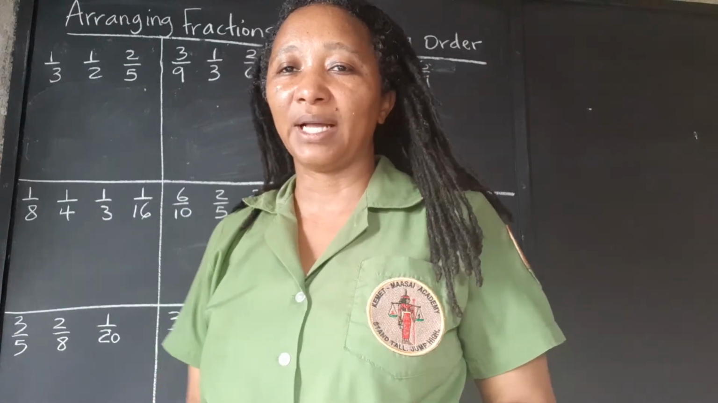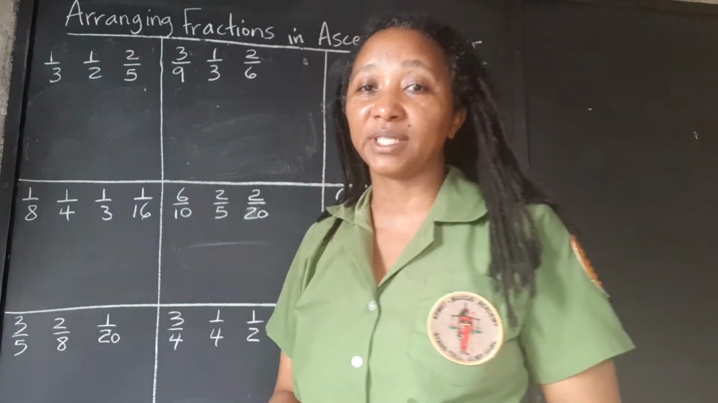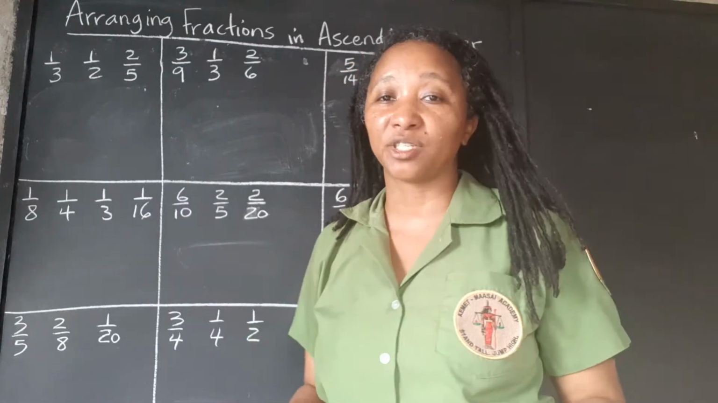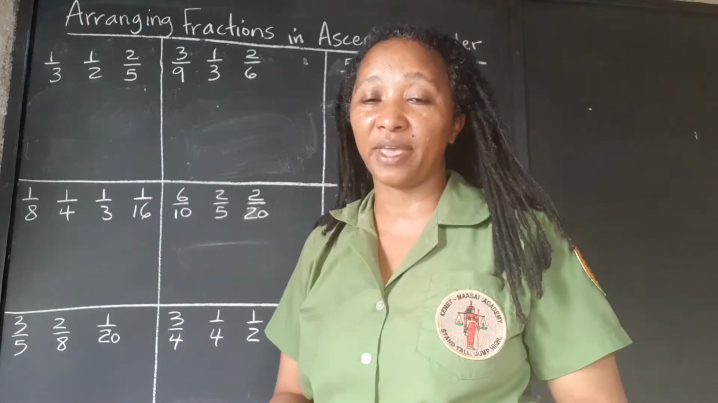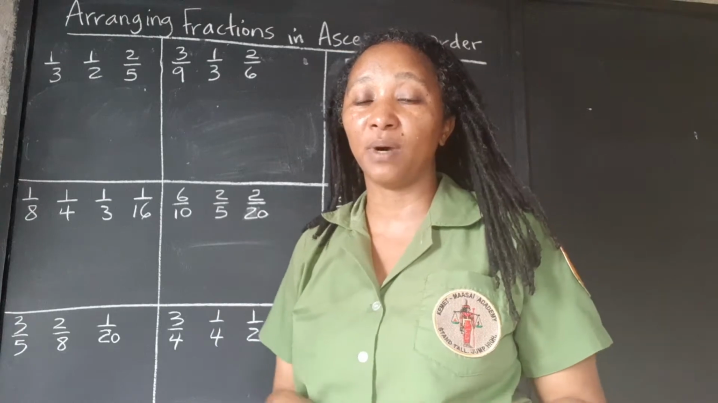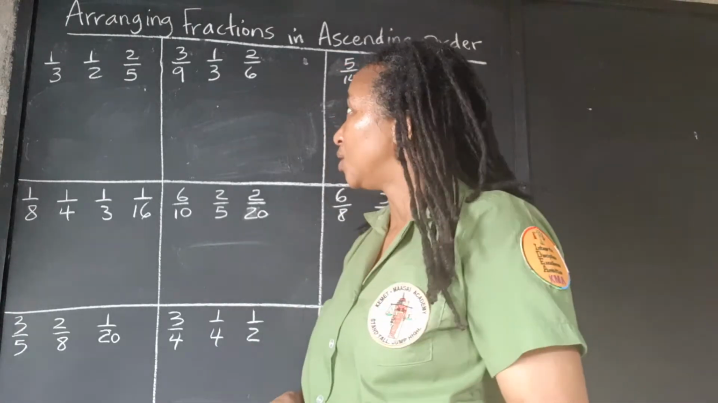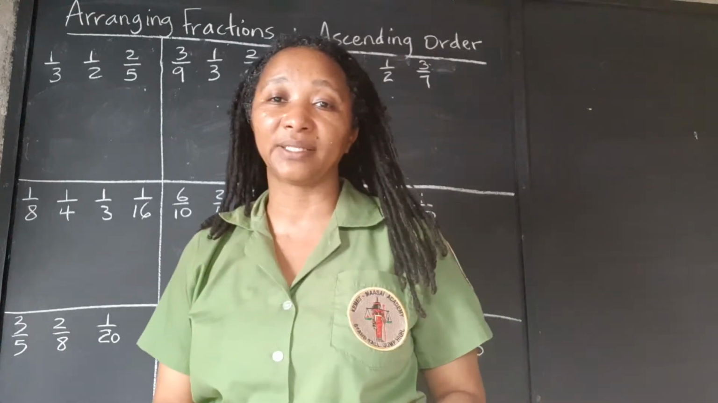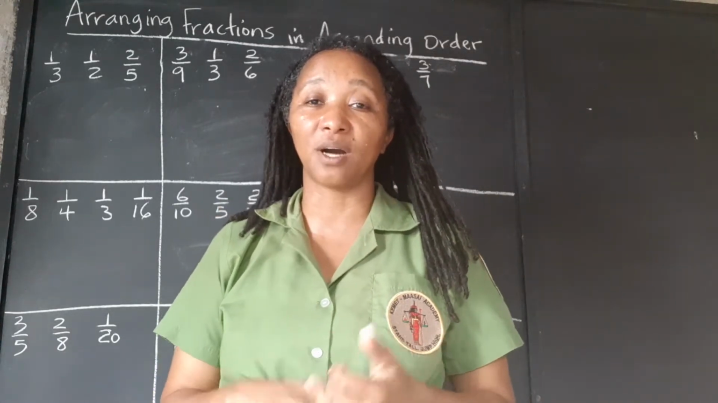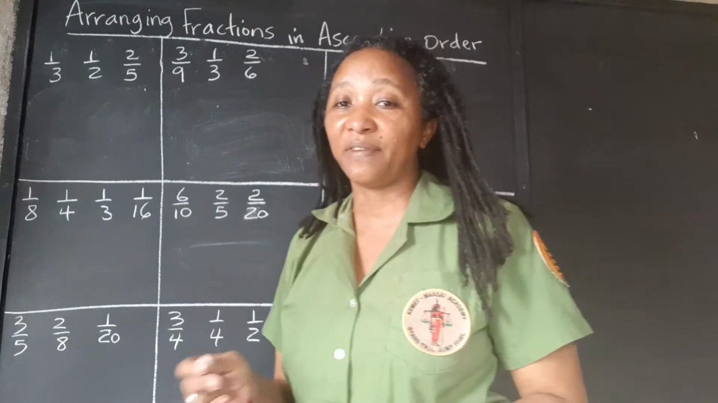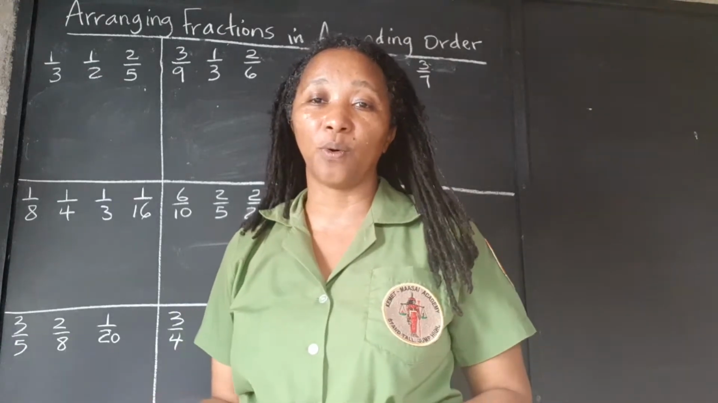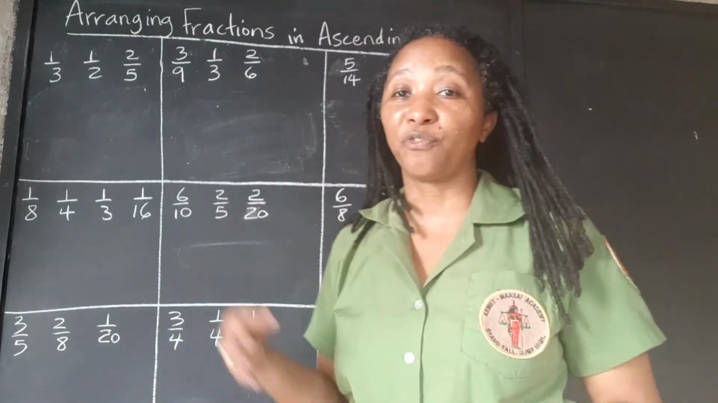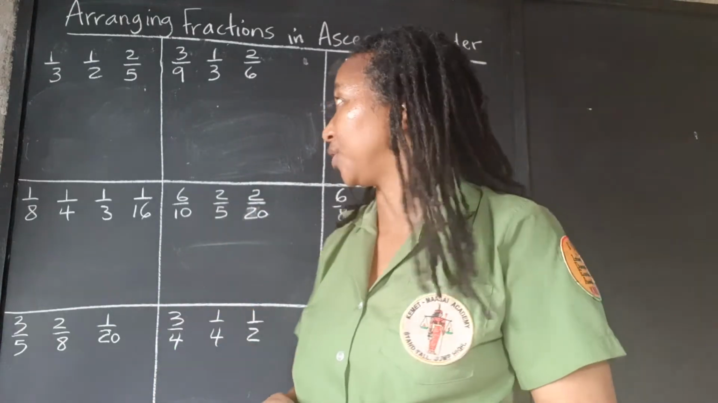Today we're looking at arranging fractions in ascending order. Now in order to arrange fractions, we always have to make sure that they are placed over a common denominator. So if you don't know how to find the common denominator, the lowest common multiple, I did a video on that, so you can always go and have a look and bring yourself up to speed before you proceed in this video.